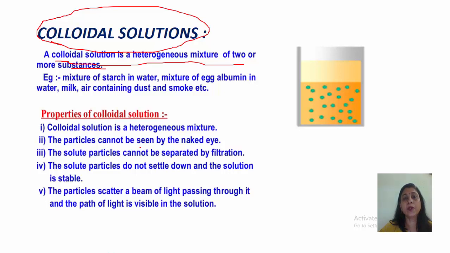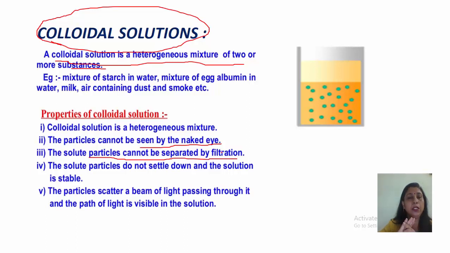The particles cannot be seen by the naked eye, meaning the particles are in the range of 1 nanometer to 100 nanometer. The particles of solutions were smaller than 1 nanometer. The particles of suspensions were larger than 100 nanometer in diameter, whereas the particles of colloidal solutions are between 1 nanometer and 100 nanometer in diameter. Therefore, they cannot be seen by the naked eye. The solute particles cannot be separated by filtration.